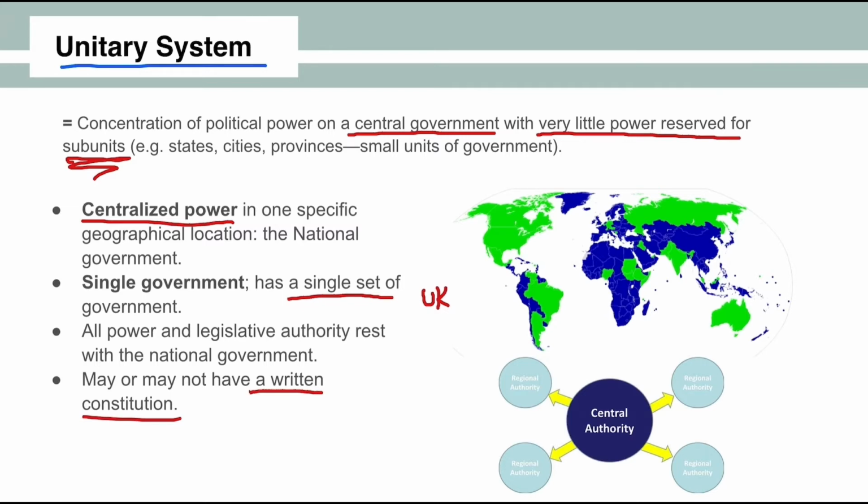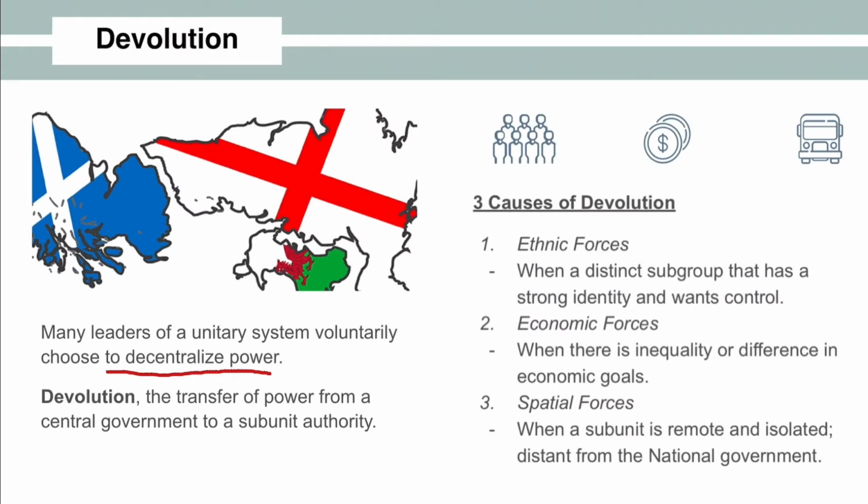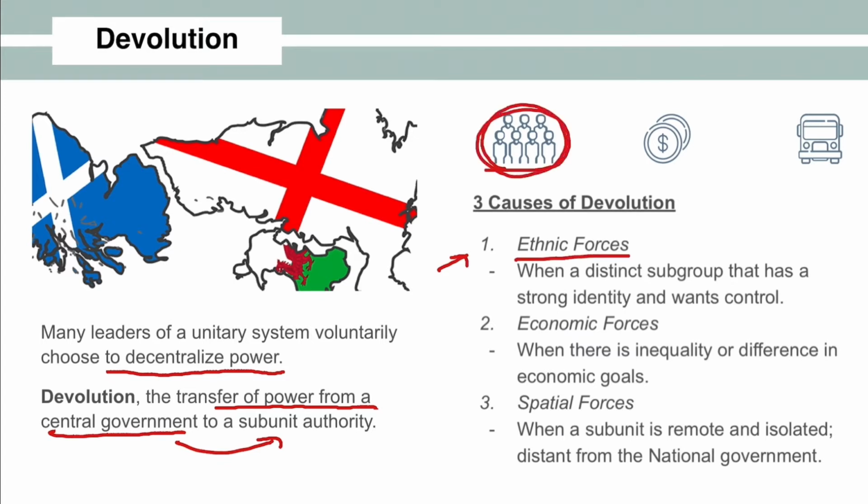And now for devolution. Devolution is basically the transfer of power from a central government to a subunit authority. And there are 3 causes of devolution. 1, ethnic forces, when a distinct subgroup has a strong identity and a lot of pride for their culture, and so they want control. 2 is when economic forces arise. Maybe one of the areas wants to go further economically, unlike other areas. And 3rd, the spatial forces. It's when a subunit is remote and isolated, and the national government can't really conveniently and efficiently rule over them.